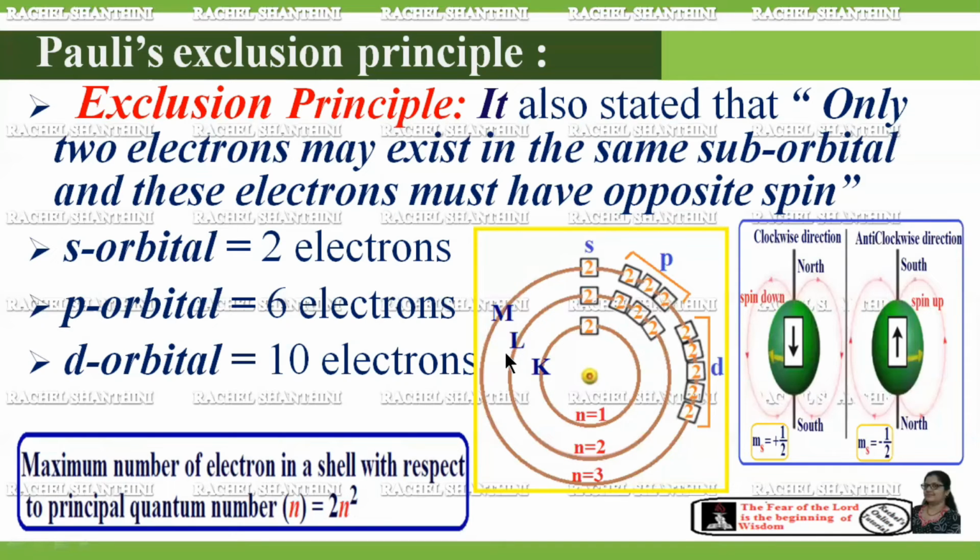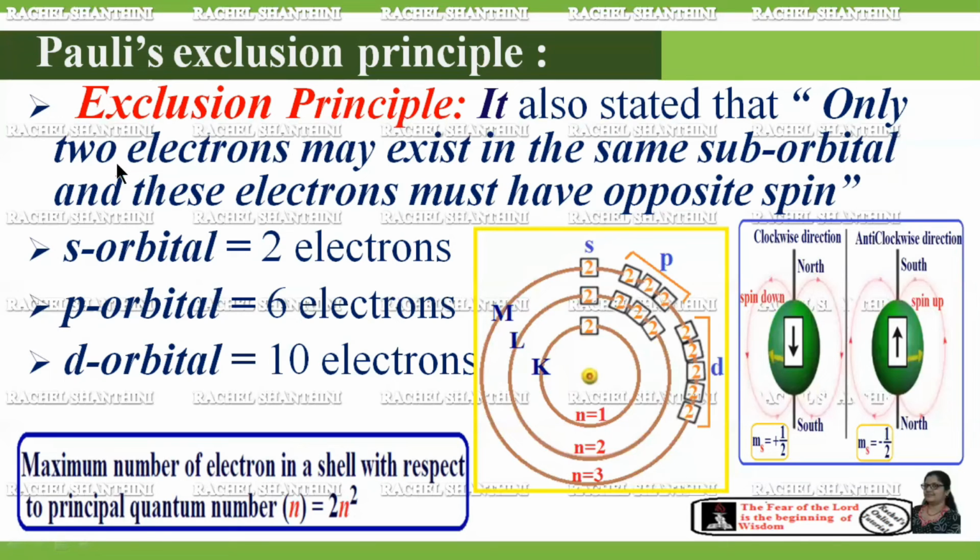What is the value of n? N equal to 2 for L shell. If you substitute the value of n equal to 2 in this expression 2n square, then 2 into 2, 4, 4 into 2, 8. So the maximum number of electrons present in the L shell is 8, right? 2 in the s orbital in the L shell and 2 in the px orbital, 2 in the py orbital and 2 in the pz orbital. On the whole, how many electrons will be there? 8 electrons.